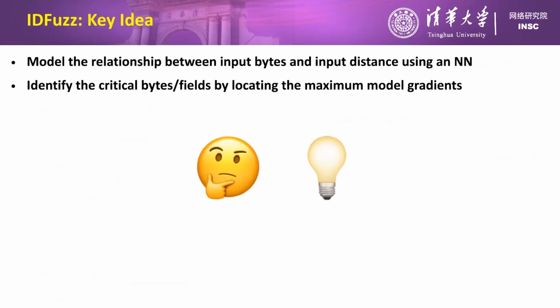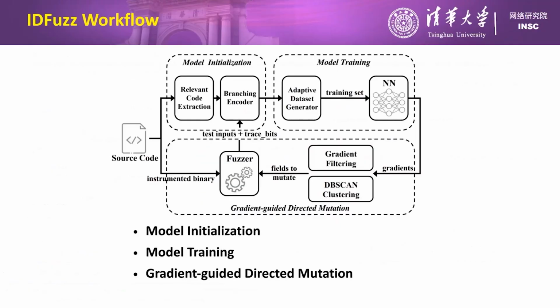The key idea of IDFuzz is, first, we model the relationship between input bytes and input distance using a neural network model. Then, we identify the critical byte or field by locating the maximum model gradients. This gradient-guided mutation strategy is inspired by NEUZZ. However, we solve the unique challenges in the specific domain of directed fuzzing by introducing several new techniques, including branch encoding for model initialization, adaptive dataset generation for model training, and gradient filtering for gradient-guided directed mutation.